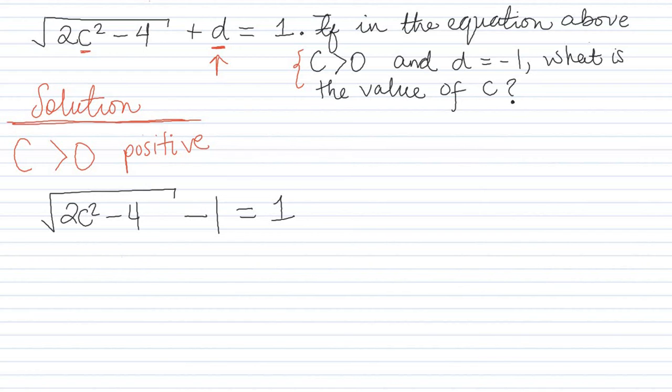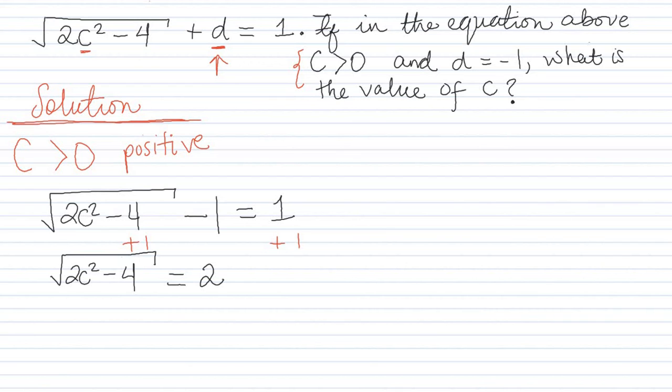So when we go on to do this, the smart thing to do is to isolate the information in the square root. So I'm just going to put a +1 here and a +1 here so that it's easy for us to solve. So we end up with the square root of 2c squared minus 4 equals 2.